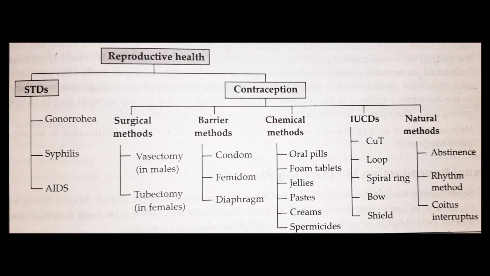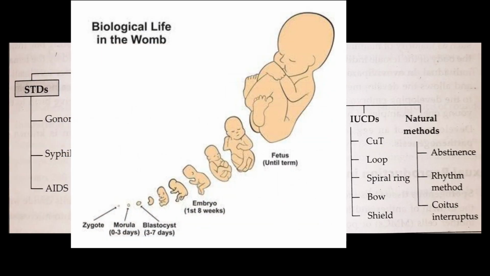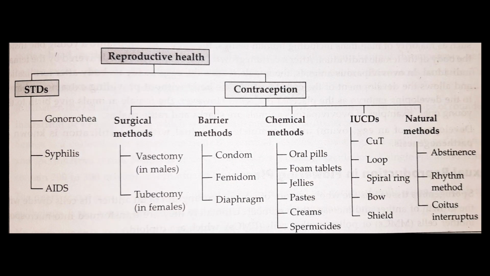Gestation is followed by parturition. Parturition is the act of expelling the full term young one from the mother's uterus at the end of gestation. Next topic is reproductive health.